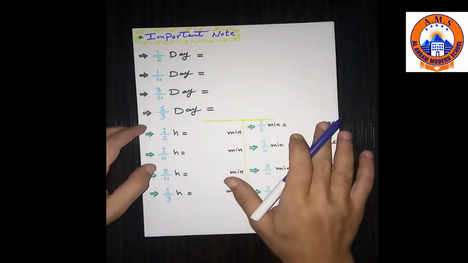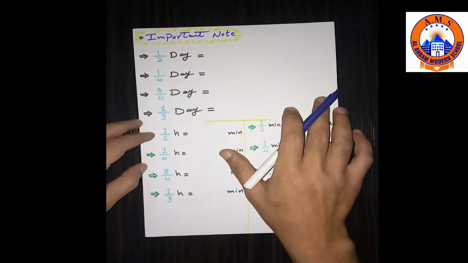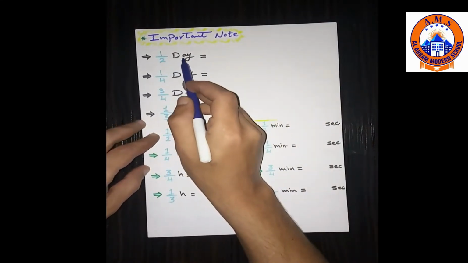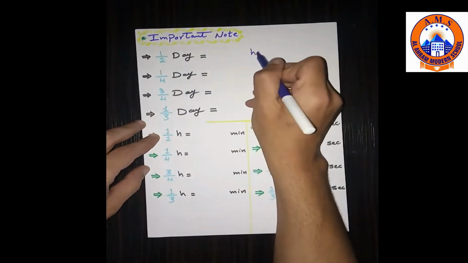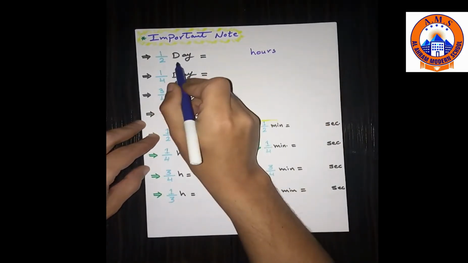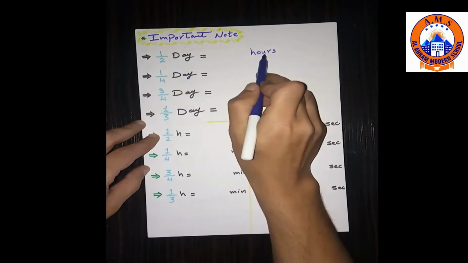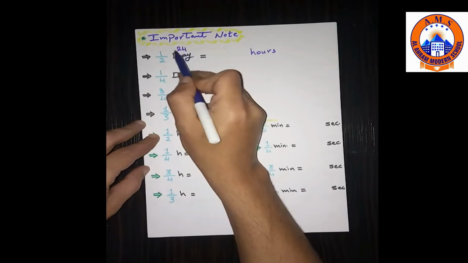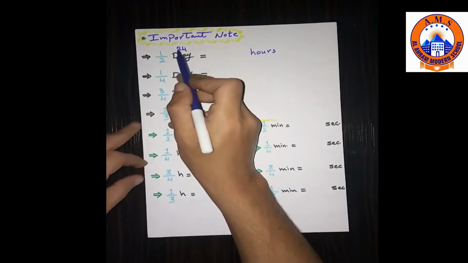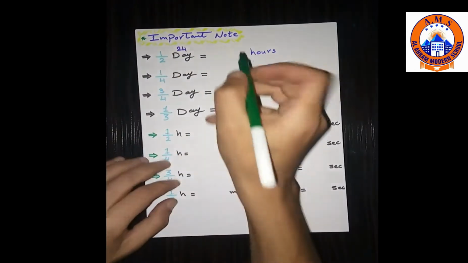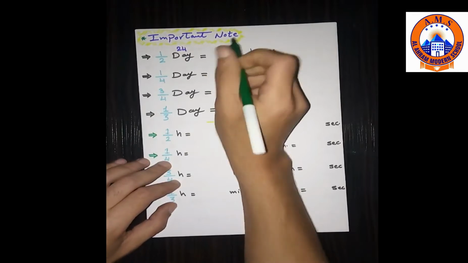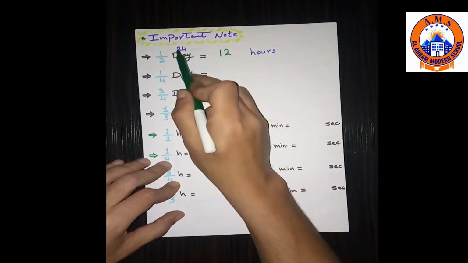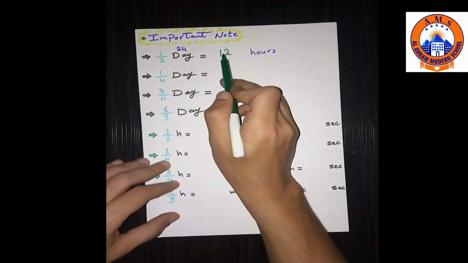This page is so important, it will help us in solving the examples. So you have to know what is the amount of half a day. Half a day contains how many hours? To change from day into hours, the day contains 24 hours. So you have to divide this 24 by 2. So 24 divided by 2 is equal to 12. If you didn't know how to get it, just divide it digit by digit. 4 divided by 2 equals 2, and 2 divided by 2 equals 1.